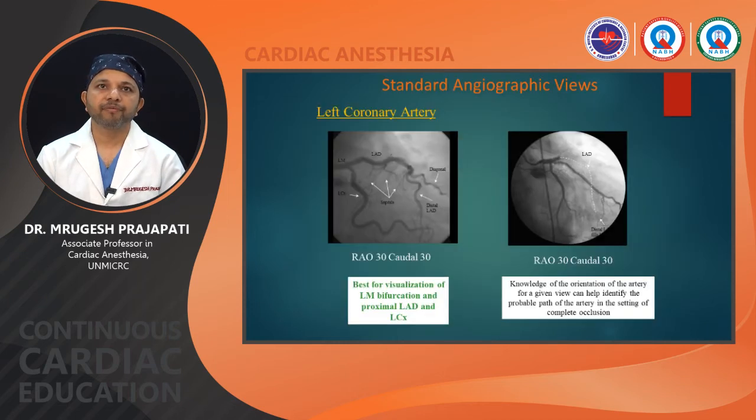Now, we will talk about some basic angiographic views for the left coronary artery. The first one is the RAO 30 and caudal 30, which is for the best visualization of the left main bifurcation and the proximal LAD and the circumflex artery. The knowledge of the orientation of the artery for a given view can help identify the probable path of the artery in the setting of complete occlusion. In this image, we can see the LAD is not visualized. This is due to the total occlusion of the artery.